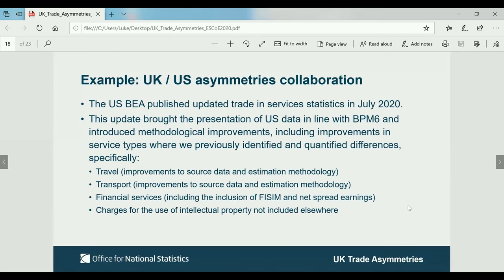Since we've done that analysis, the United States Bureau of Economic Analysis have published updated trade in services statistics, and this has brought the presentation of US data more in line with BPM6, introduced some methods improvements, and also improvements in service types where, as noted, we'd previously identified and quantified some differences. So while, of course, we can't take all the credit for that, it's encouraging to know that some of these bilateral discussions and conversations that we have had have helped the United States in improving their data in this way.